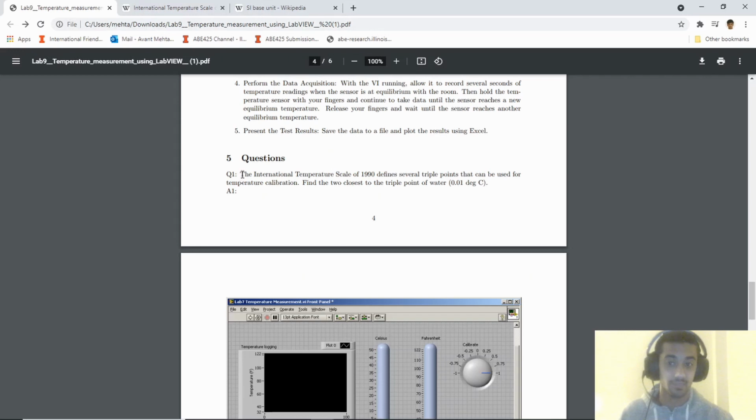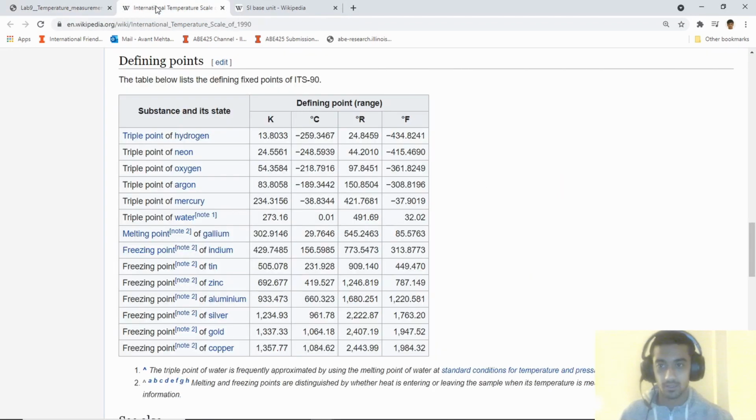So first we have: the International Temperature Scale of 1990 defines several triple points that can be used for temperature calibration; find the two closest to the triple point of water, which is 0.01 degrees Celsius. So if you look over here, the Wikipedia page for the International Temperature Scale of 1990, if you look at the triple points, the closest to 0.01 is the triple point of Mercury, which is -38.8344, and we have the triple point of Argon, which is -189.3442. Those two are the closest triple points to that of water.